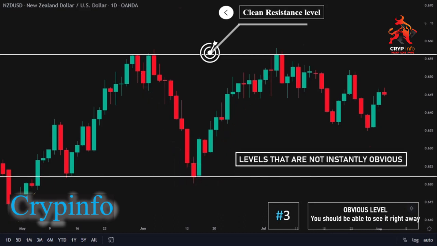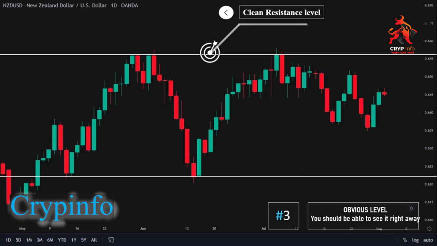However, here are some minor levels that are not obvious. Here in the left corner, you have a minor level that is not obvious.